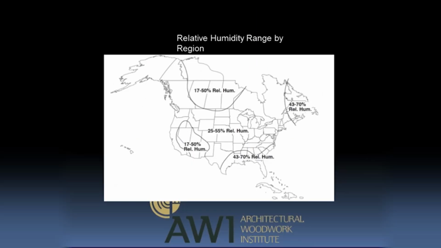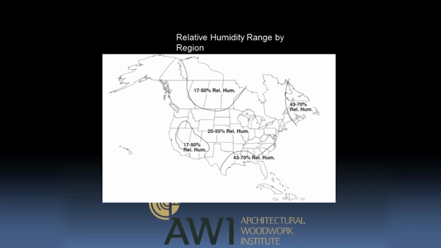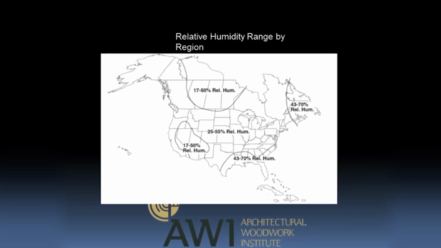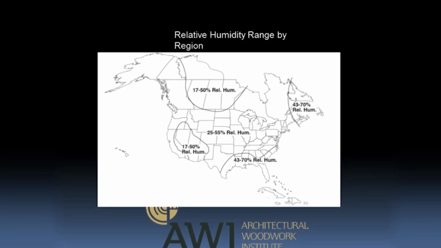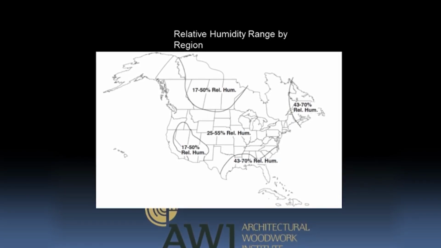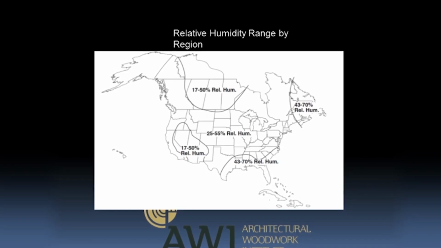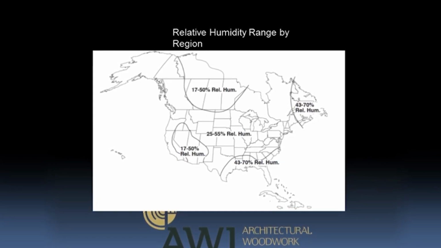This is what's in the Architectural Woodwork Standards, this graphic. It's been in the quality standards, and it's also included in the Architectural Woodwork Standards, Edition 1 and Edition 2. And it shows that the recommended range of relative humidity for most of the country is 25 to 55%.